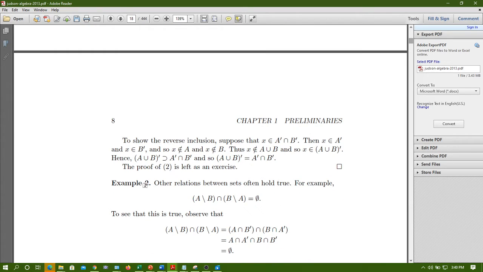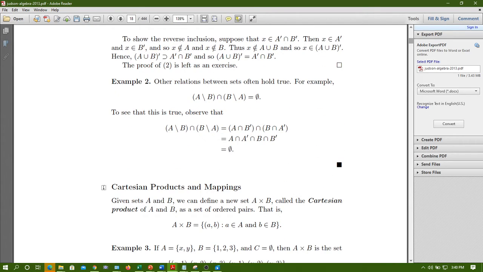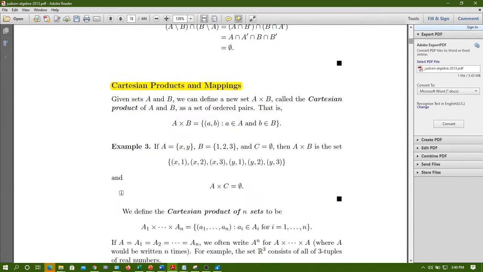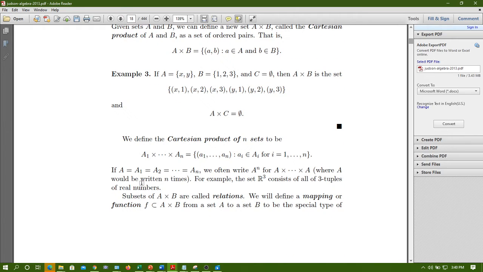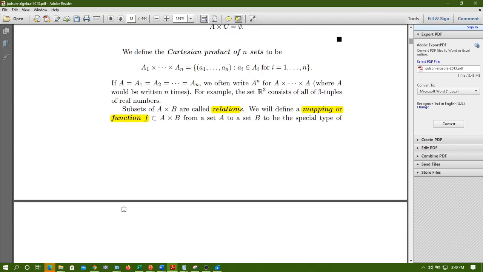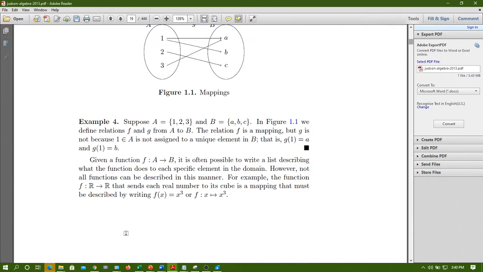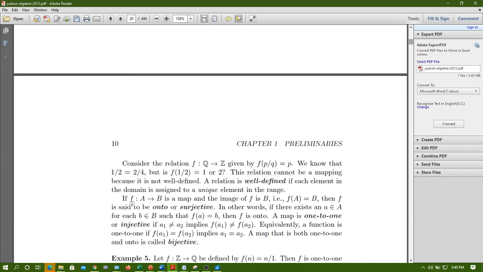And then example 2, Cartesian products and mappings. We have also discussed that. Cartesian product A cross B. And then relations, mapping or function F, domain, and then range or image. What else? Here's an example.